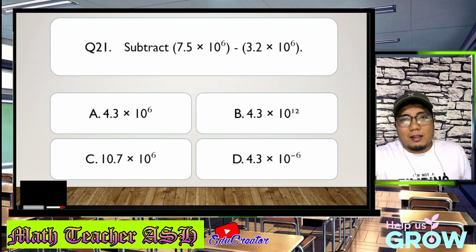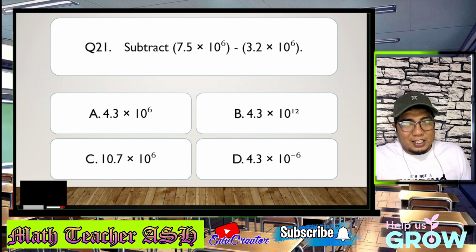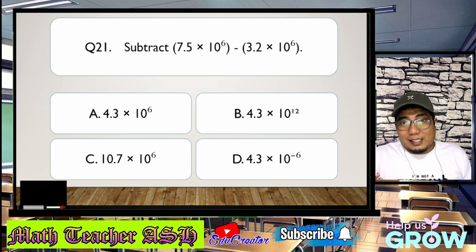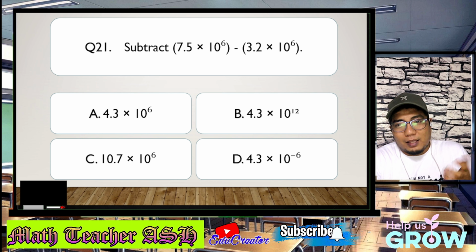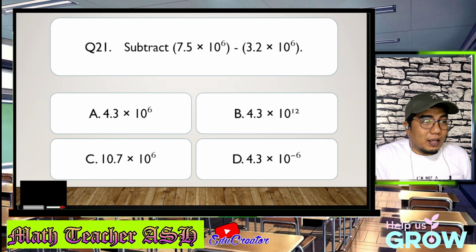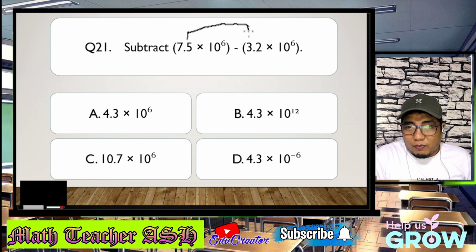Okay, my dear math learners, as I said earlier, addition and subtraction have the same rule in simplifying scientific notation. In adding, you add the numbers. In subtracting, you subtract the significant numbers. So, of course, you will now subtract 7.5 minus 3.2. The answer for that would be 4.3.